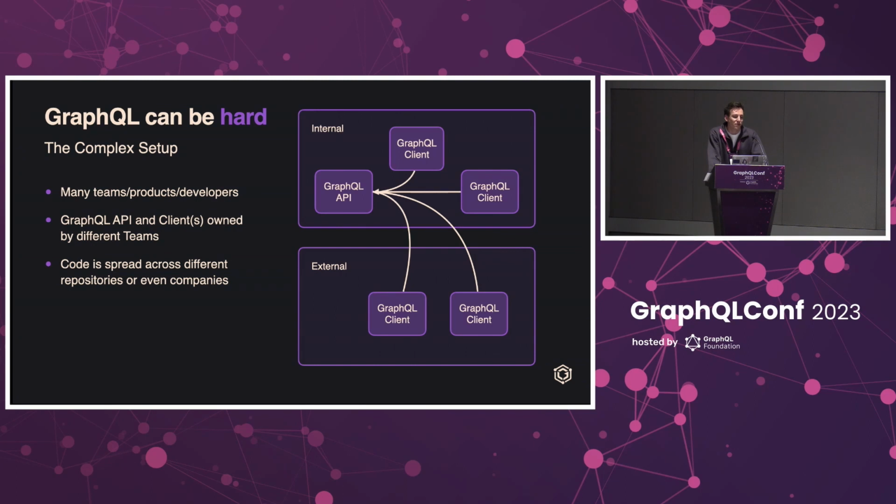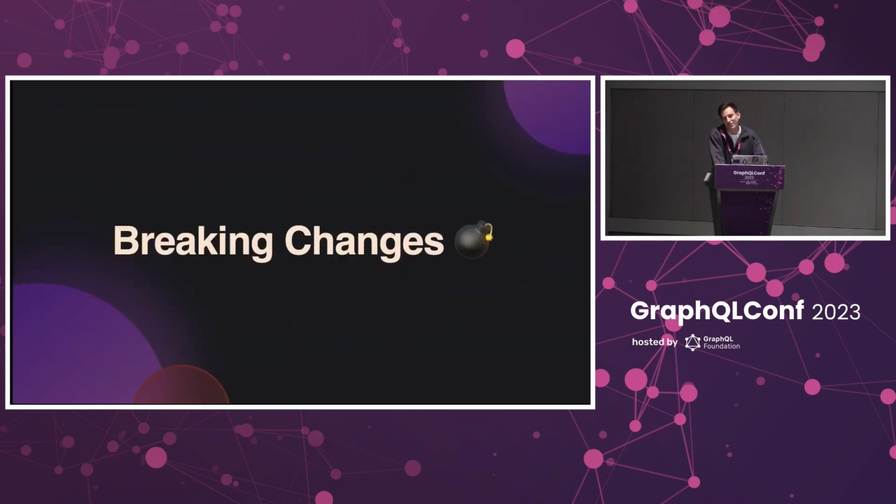So in a complex setup, we have many different teams, products, and developers. The GraphQL API and clients are owned by different teams, and also the code could be spread across many repositories or even companies. And inevitable breaking changes will happen. So I actually want to ask the audience, who here is already using GraphQL? Can you shortly raise your hand? Okay, cool. And who of those using GraphQL already had a breaking change deployed to production that broke something? Okay.